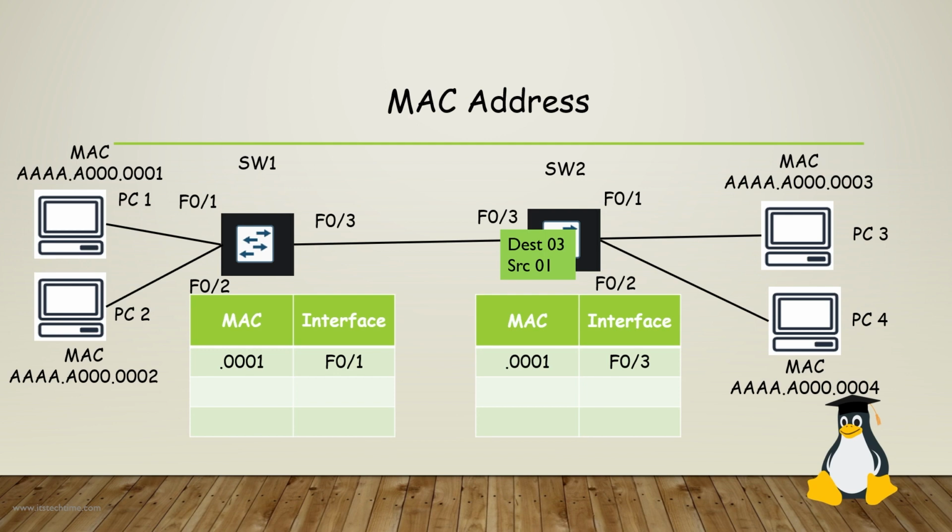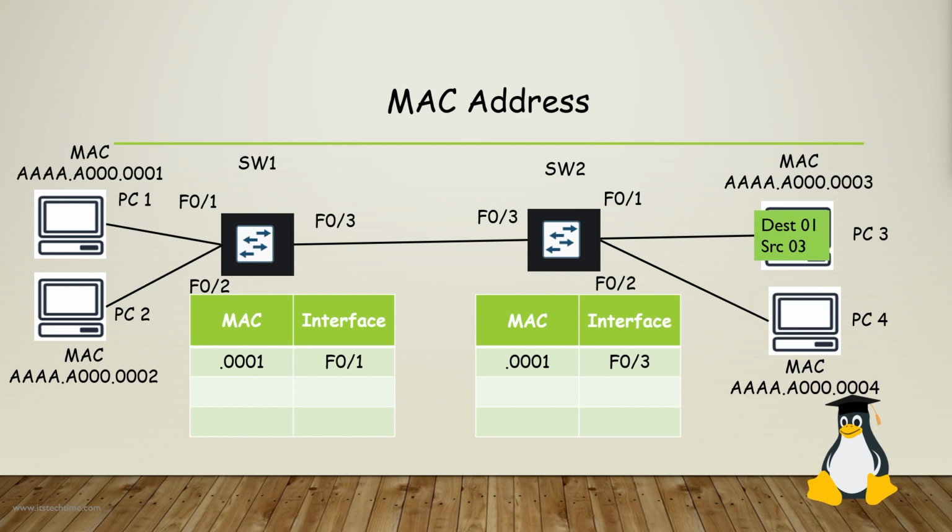And what do switches do with unknown unicast frames? It floods the frame out every interface except for the interface that it came in on. So switch 2 sends it out interface F01 and F02. And PC4 drops the frame immediately because it's not destined for its MAC address. But then PC3 looks at the frame and sees that it's destined for its MAC address, so it processes the data up through the layers of the OSI model.